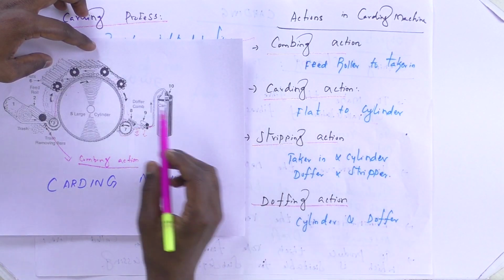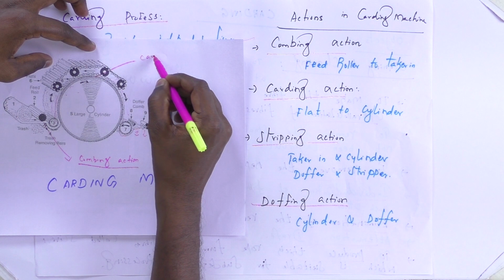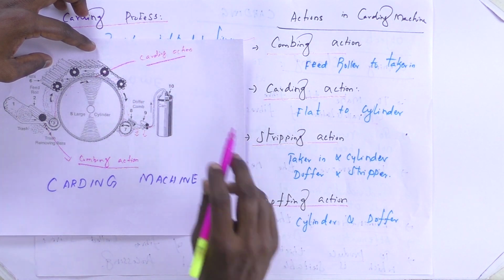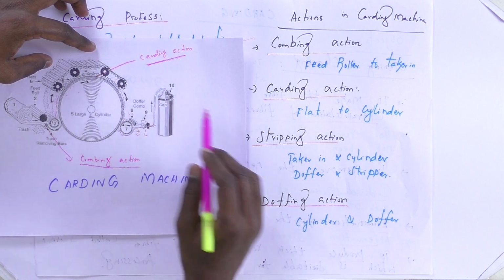Next, the carding action in between the flat and cylinder. The action that takes place between the flat and cylinder is the carding action. The opposite movement of the flat and cylinder stretches and straightens the fibers, and fiber to fiber individualization takes place. That area is called the carding action area.